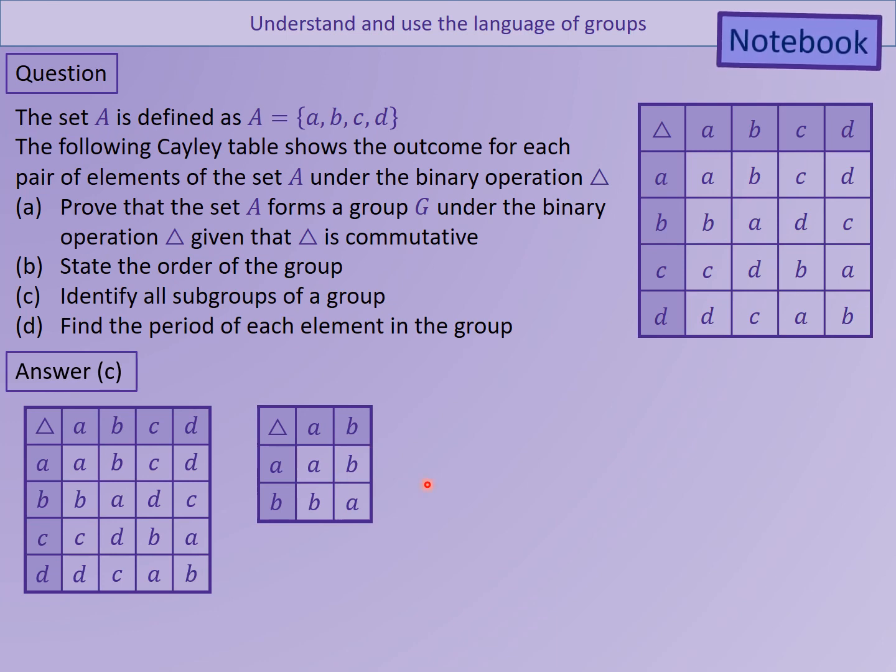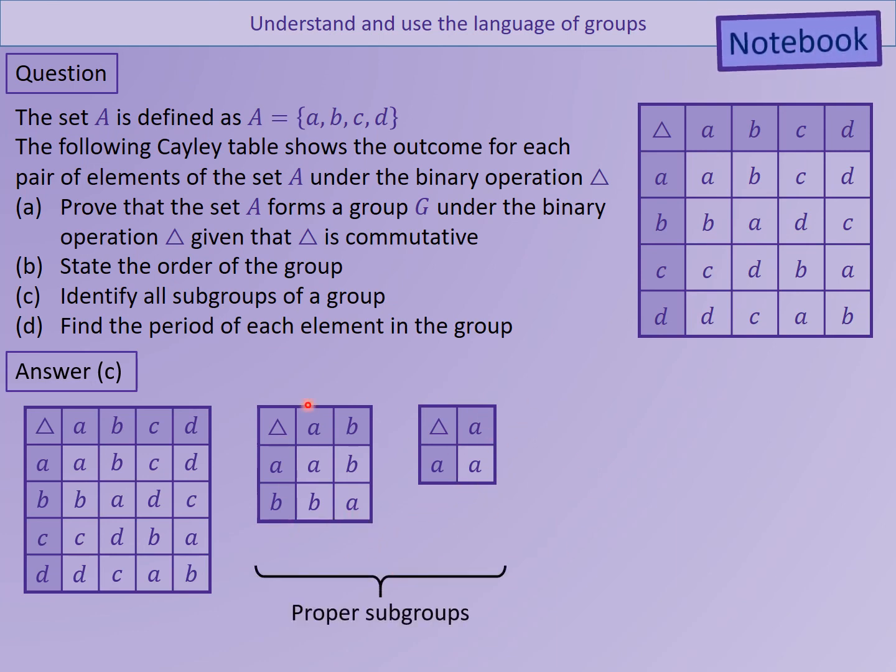And the other group we could actually have will be this group just here, the trivial subgroup. So that's a proper subgroup there. These two will be the proper subgroups. That one there is the trivial subgroup. It's not asking for that, but it's worth you making sure you're aware of it. And the first one was just the original group.